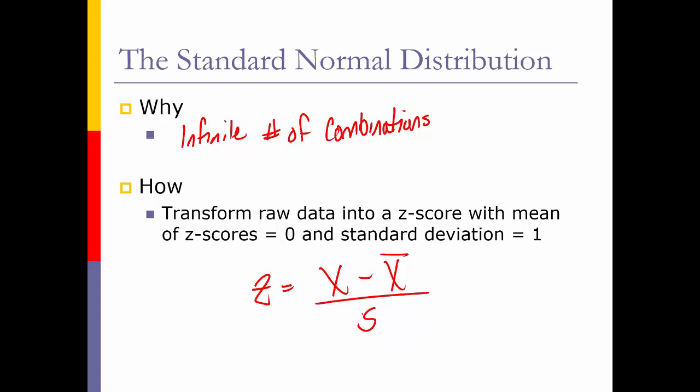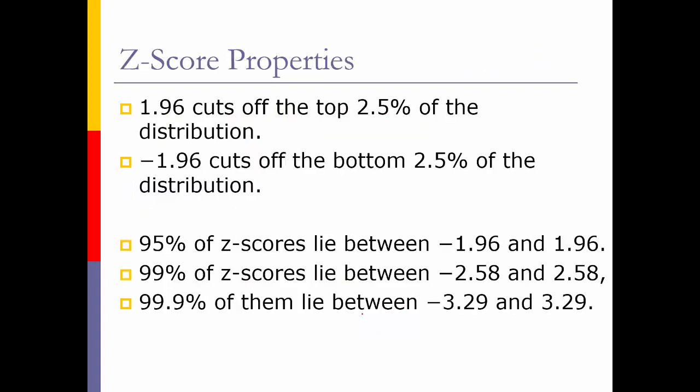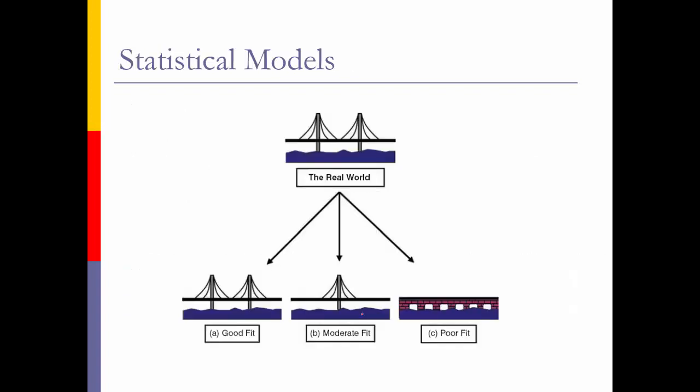And like we already said before, that 1.96 cuts off the top 2.5% or the bottom 2.5%, depending upon whether it is positive or negative. And then we already talked about 99% falling between the 2.58. And then if you really want to get critical, 99.9 is plus or minus 3.29.